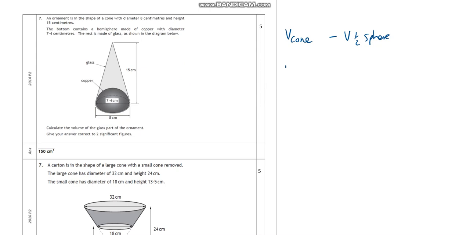So volume of a cone, we have a third pi r squared h. Then I'm going to take away half of a sphere, which is 4/3 pi r cubed. Watch the cubed, you're also used to writing pi r squared, be careful of that. And let's just check our radii. Now this is quite an interesting one. Usually the radius is shared, but you see here, there's a little gap around the side, so the radius of the sphere isn't just as wide as the cone.